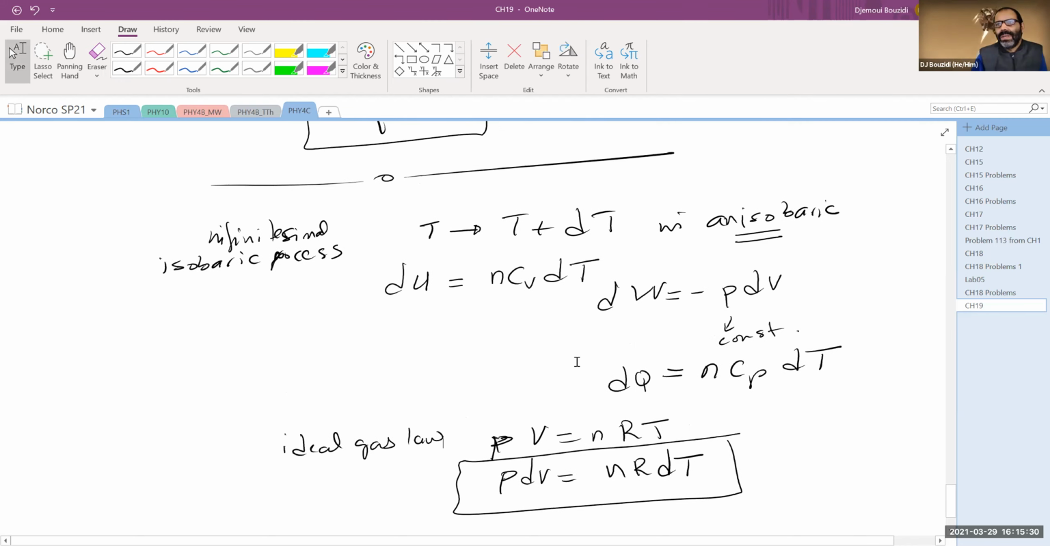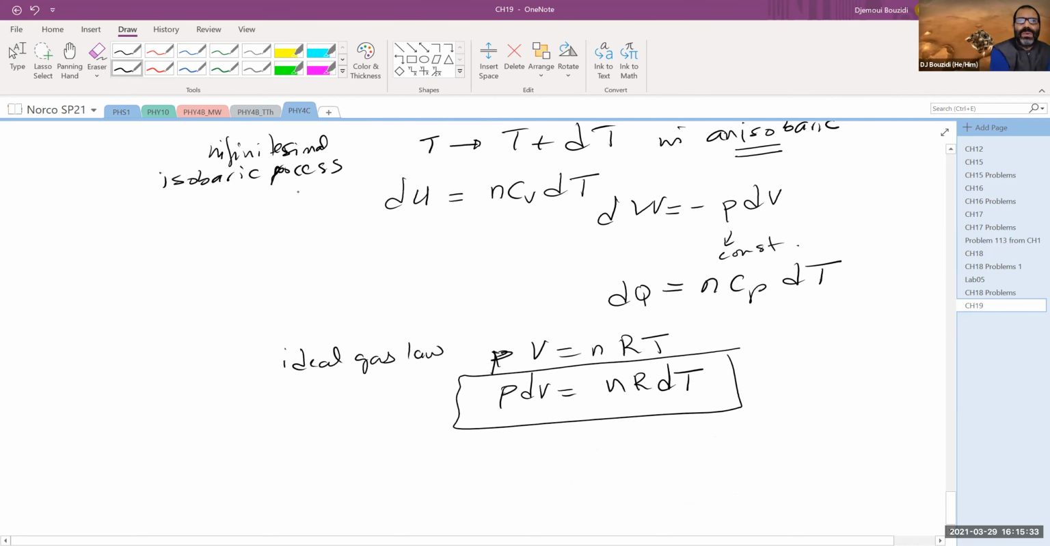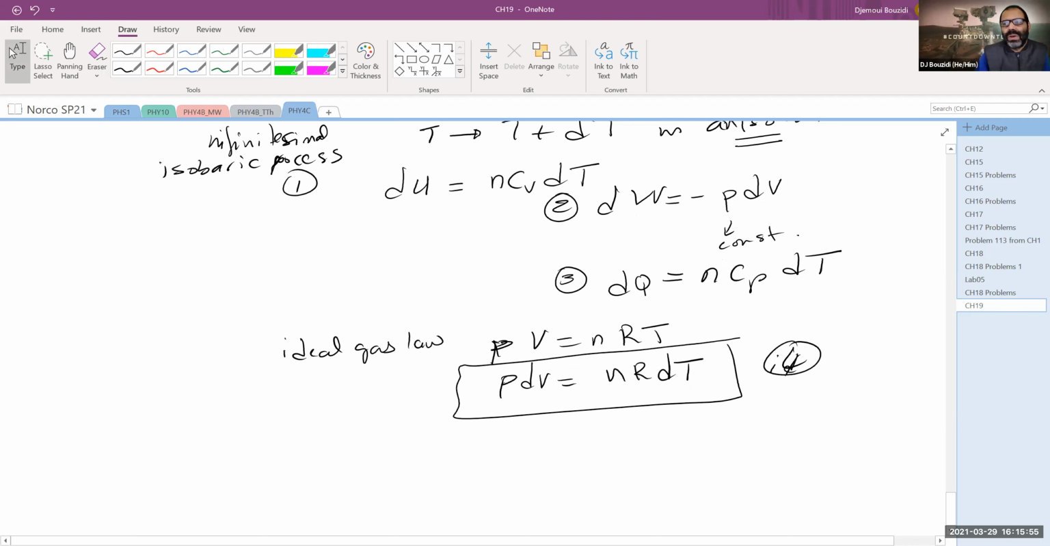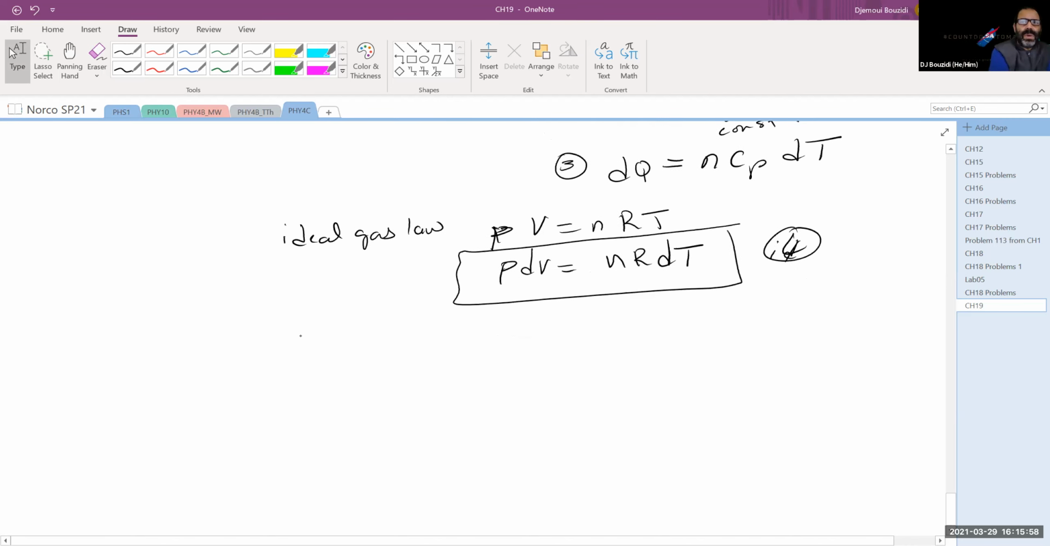Now, we have several equations. We have the expression for dU. We have the expression for dW. We have the expression for the heat, and this is basically by definition what the Cp is, the molar specific heat. And now we have the ideal gas law, which is equation number 4. All we need is just the biggest one, which is the first law. So the first law in this process states that dU must be just the sum of the heat plus the work.